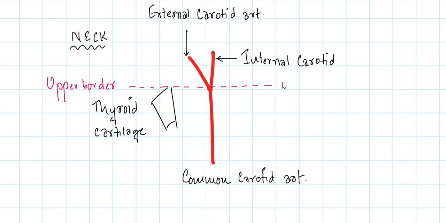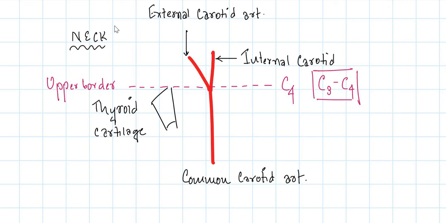Now you might ask, what's the vertebral level? It's mostly at the vertebral level of C4. Some people say C3 to C4. So at the upper border of thyroid cartilage, or at the level of C3 to C4, the common carotid is bifurcating into external carotid and internal carotid.